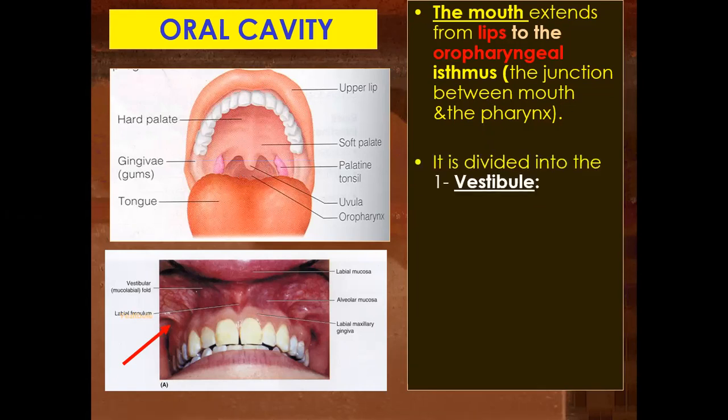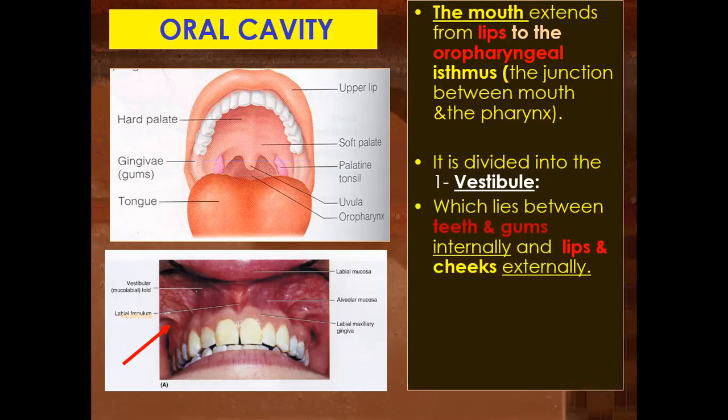So this oral cavity is divided into two parts. One is called the vestibule, which lies between the teeth and the gums. So here are the teeth and the gums together internally and the lips outside. Between the lips and the teeth and gum inside, there is a very small space. Only if you lift the lip can you see this small space. This small space is called the vestibule.